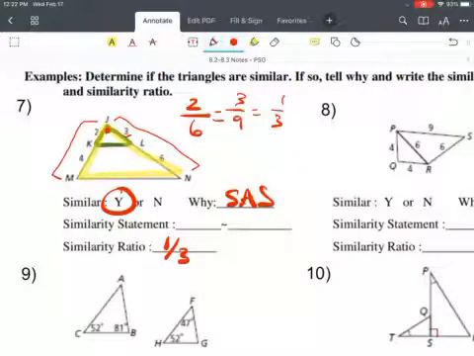And then the similarity statement is talking about which triangle. So in this case, it's triangle JKL, and then say them in the correct order here. It would be J, M, and N.